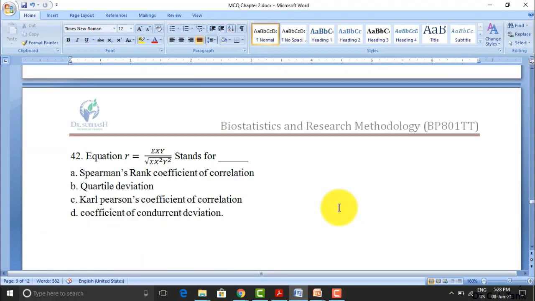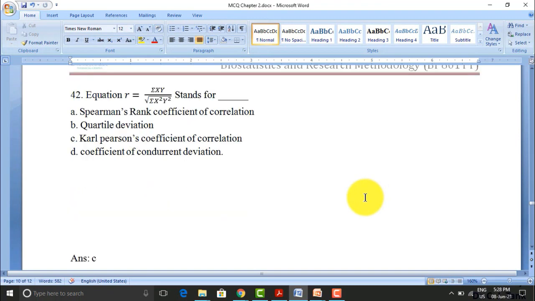Equation r is equal to sigma xy divided by under root sigma x square sigma y square. It stands for Spearman's rank coefficient of correlation, quartile deviation, Karl Pearson's coefficient of correlation, or D, coefficient of concurrent deviation. Over here the correct answer is C, Karl Pearson's coefficient of correlation.